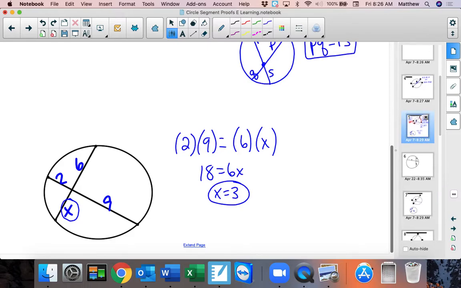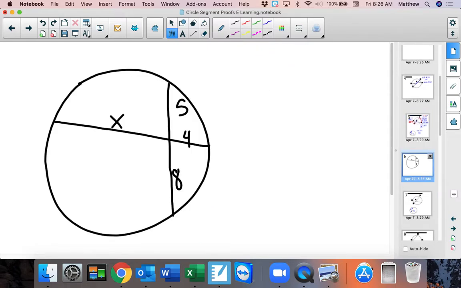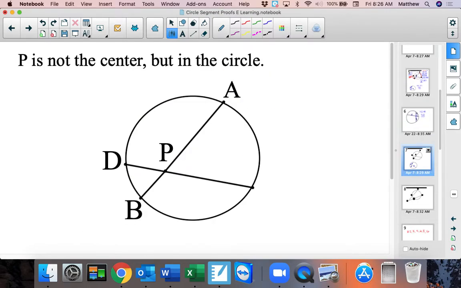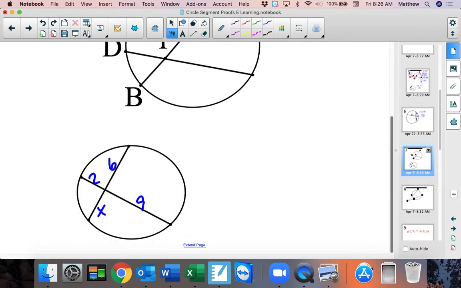And then another example. Again, here they intersect. That's not the center, although even if it was, our formula still holds. I've got 4 times x, looking at this segment in the circle and this segment where they intersect, this times this is equal to 5 times 8. So we've got 4x equals 40 and x equals 10. And then lastly, one more example down here.